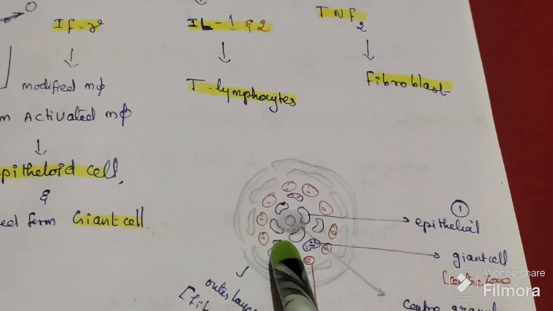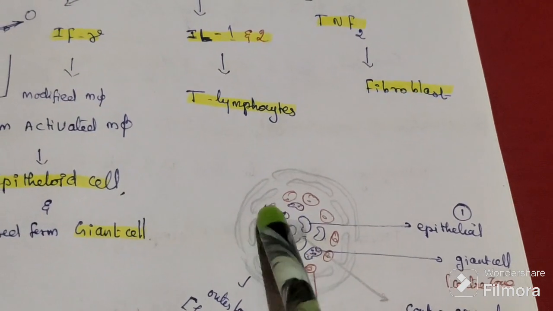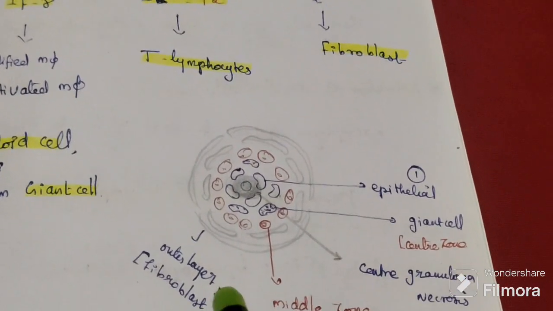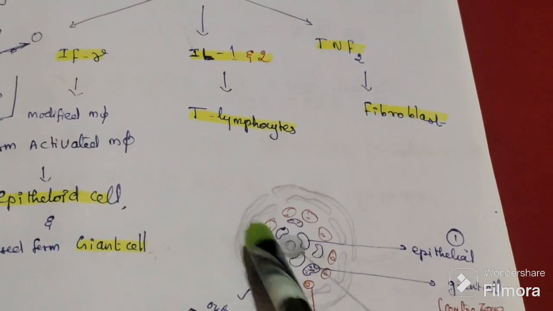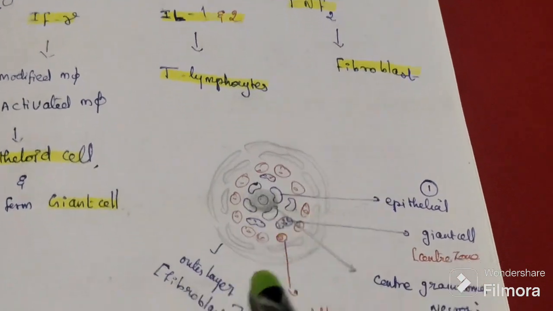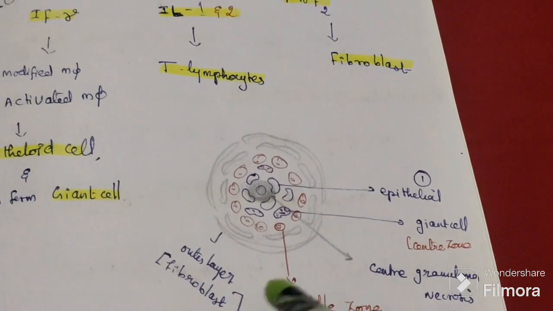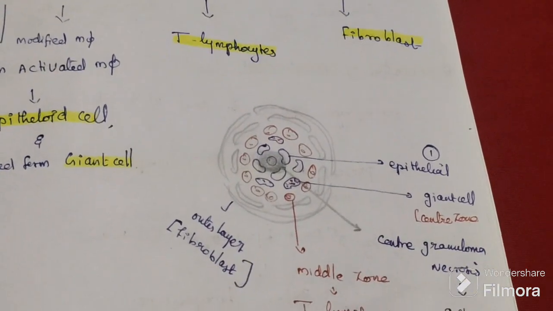So here the epithelioid cells and giant cells are in the center zone. Then the second one, in the middle zone, is the T lymphocytes. Then in the outer zone we have fibroblasts. So this one is the granuloma.